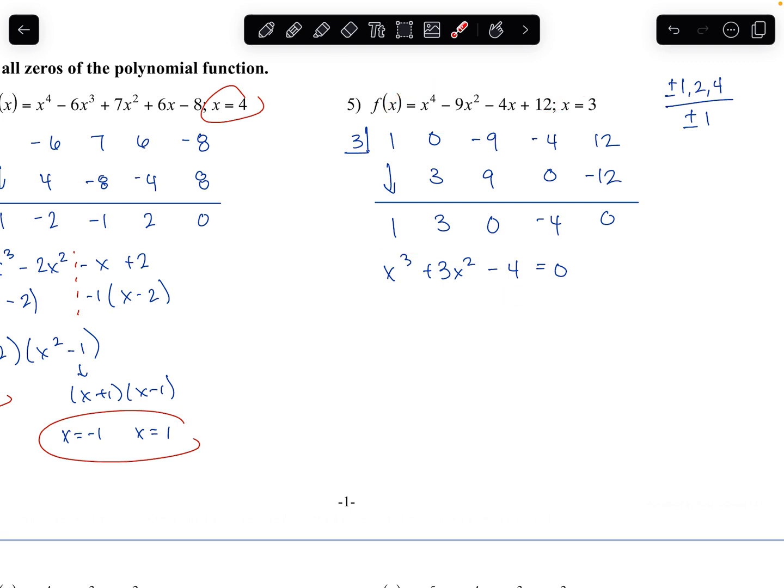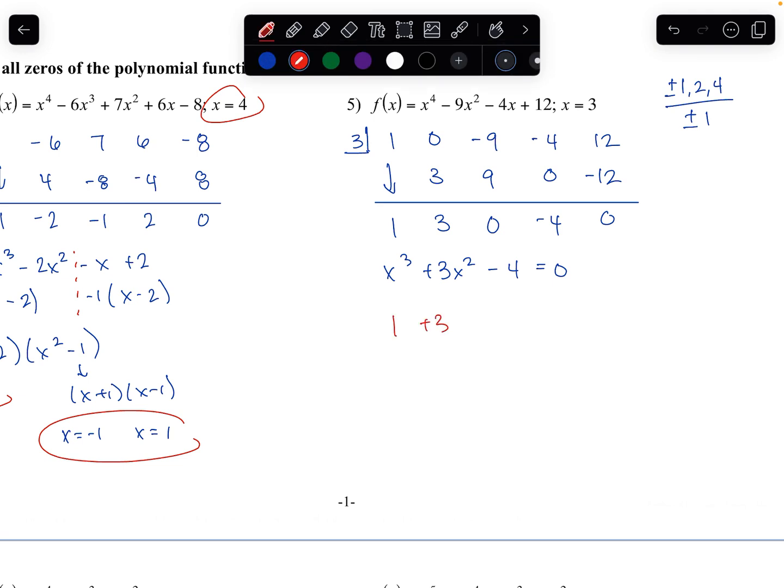So if I plug in 1, I'm going to get 1 plus 3, because if I plug in 1 right here, that just becomes 1, and then -4. Does that equal 0? So 4 minus 4, it does equal 0. So I know that 1 is a solution. I think I got a little lucky right there.